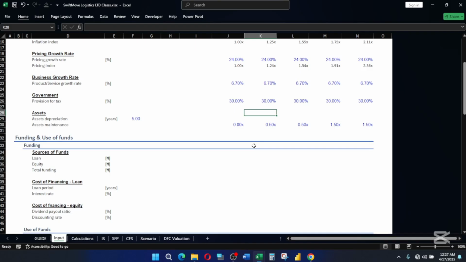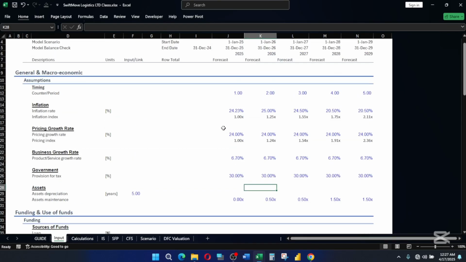So this is it. Now this is what we have. So our basic economic assumptions or general economic assumptions have been laid out, right? We started from the timing, which is now the counter, the period. Then we did research on the inflation rate. We now calculate our inflation index and the pricing growth rate. We calculated our pricing index, and now did research again on the business growth rate. That's the industry growth rate. You can see business growth rate or industry growth rate.